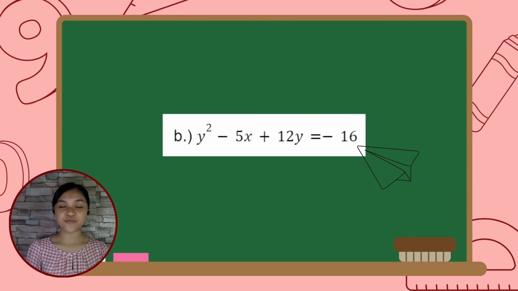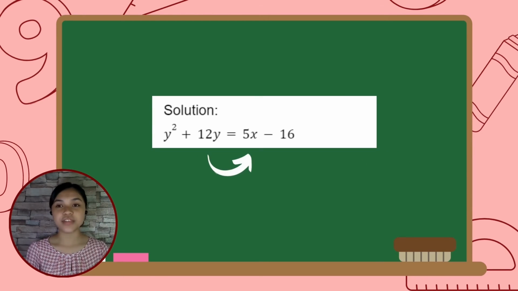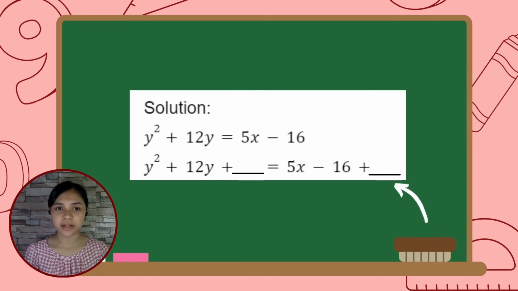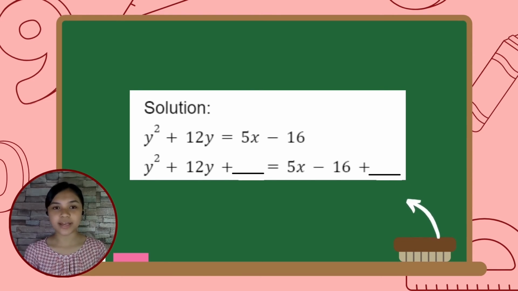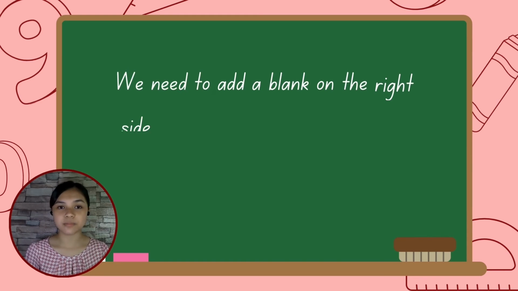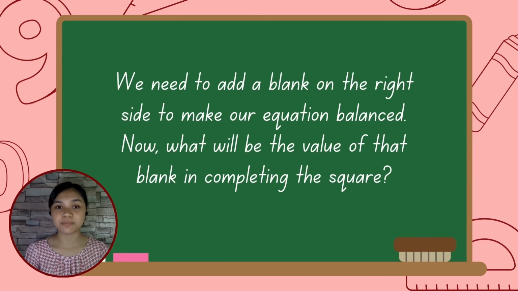For letter b, we have y squared minus 5x plus 12y equals negative 16. Put the other terms on the right side. It will become positive 5x minus 16. Now we have a square of binomial. That means we need to make our left side a perfect square trinomial. So y squared plus 12y plus blank equals 5x minus 16 plus blank. We need to add the blank on the right side to make our equation balanced.